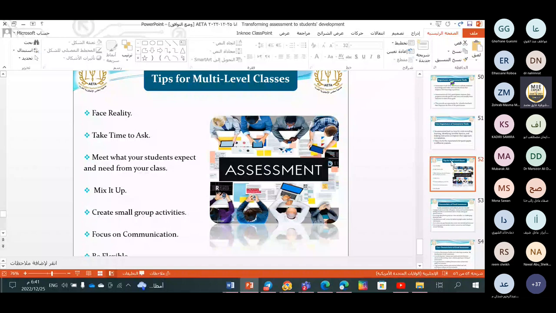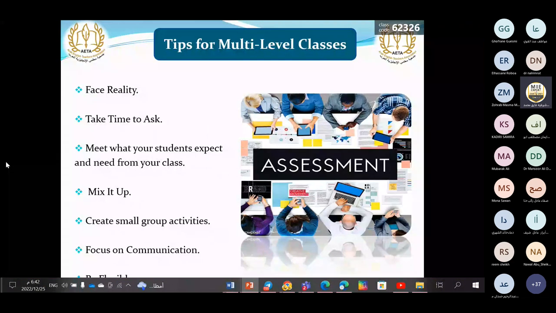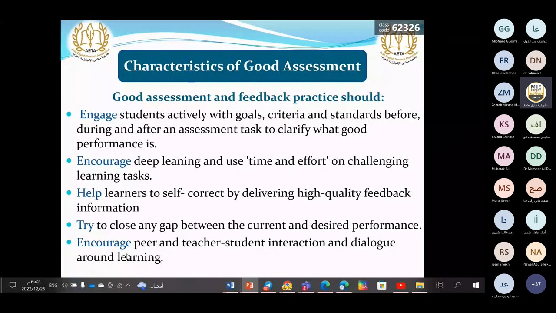What are the tips here? The tips for multi-level classes. There are some kinds of tips. For example, the first step is to face reality. Take time to ask what your students expect and need from your class. It means to ask them about their preferences and needs, to mix it up, to create small group activities in order to engage them more. Also to focus on communication. Communication and interaction is very important, and many others.